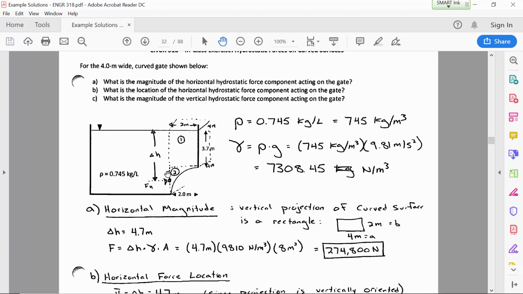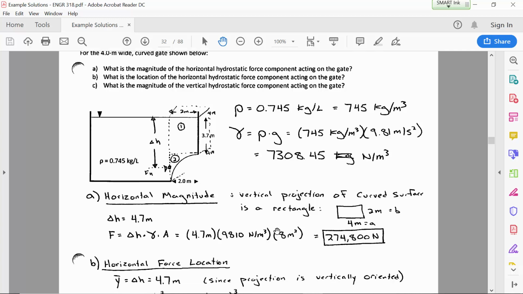The first thing we have to think about, what does the projection look like? And so to find the horizontal magnitude, we're dealing with a vertical projection. And the vertical projection, the projected shape in a vertical plane, is just going to be a rectangle that's 2 meters tall and 4 meters wide. Okay, so we can identify the depth to the centroid, 4.7 meters.